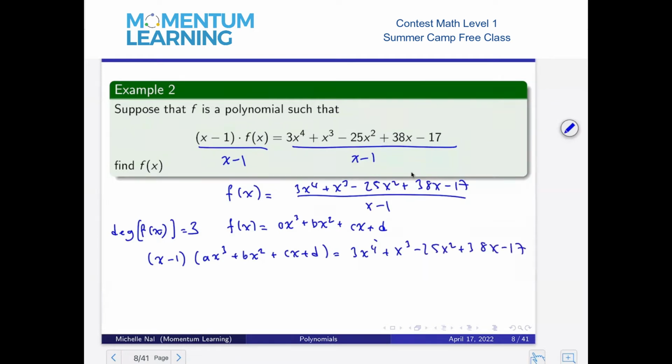Now, we may not do much on the right-hand side, but on the left-hand side, we can easily multiply this, right? So I get ax to the 4 plus bx cubed plus cx squared plus dx, because multiplying all this with x means increasing the exponent of x by 1. Then minus ax cubed minus bx squared minus cx minus d is equal to the same thing again here. We copy it.